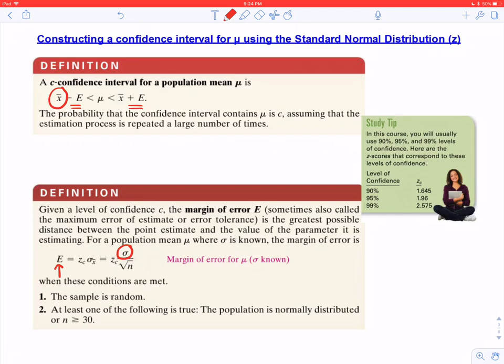Now, I'm not going to have you doing the margin of error by hand. We're going to use technology here, but it's going to be very important that you make sure that you're looking at a case where you're able to use the z-interval.